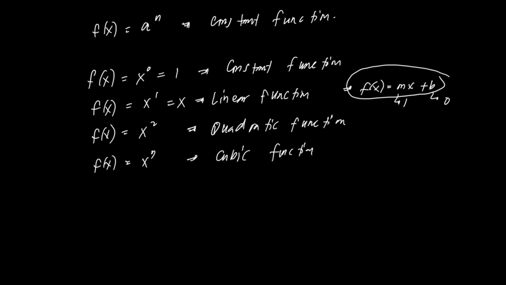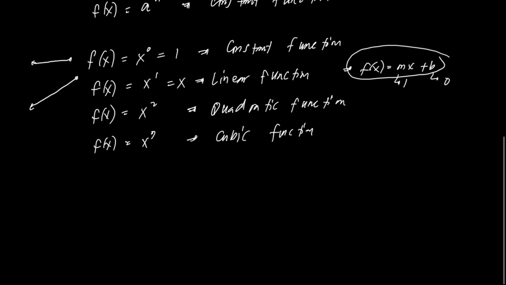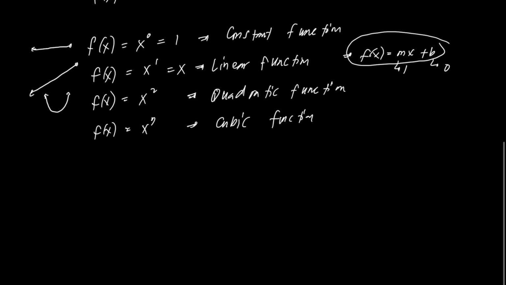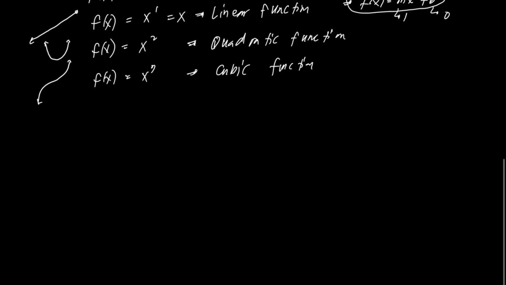And again, the graph of this constant function is just a horizontal line. This f of x equals x is a straight line with inclination, since m is greater than 0. Then this one is a parabola that opens upward, and this one is like this, the graph of a cubic, and so on.